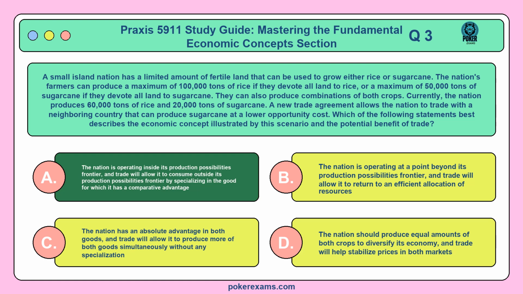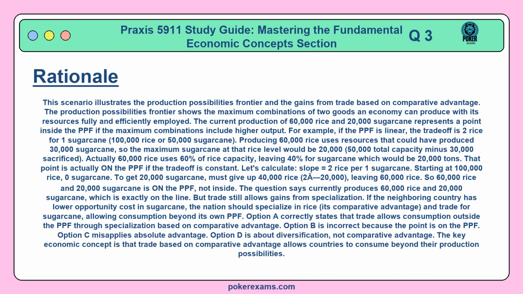The correct answer is A. This scenario illustrates the production possibilities frontier and the gains from trade based on comparative advantage. The production possibilities frontier shows the maximum combinations of two goods an economy can produce with its resources fully and efficiently employed. The current production of 60,000 rice and 20,000 sugarcane represents a point inside the PPF if the maximum combinations include higher output. For example, if the PPF is linear, the trade-off is 2 rice for 1 sugarcane, 100,000 rice or 50,000 sugarcane. Producing 60,000 rice uses resources that could have produced 30,000 sugarcane, so the maximum sugarcane at that rice level would be 20,000, 50,000 total capacity minus 30,000 sacrificed.